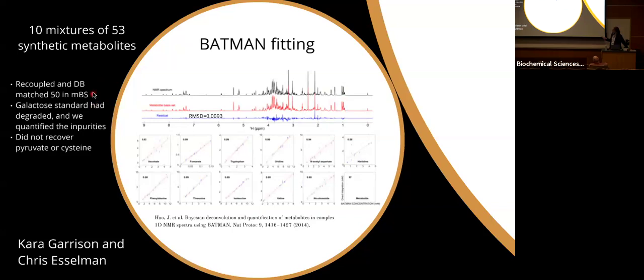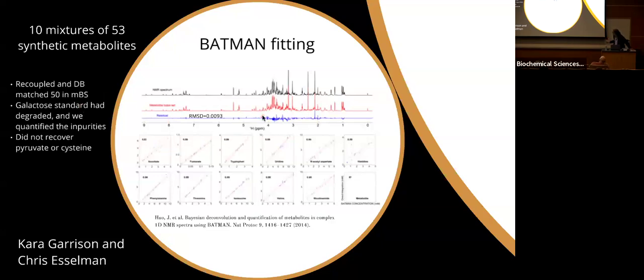So we only found 50 of the 53. That was a little bit of a disappointment, but for whatever reason, we did not find pyruvate or cysteine. I've got to dig into that just a little bit more. This is like a week or two old result. And then we also missed galactose. But we discovered after the fact that the galactose standard was degraded. She used a degraded sample in making these mixtures, and we characterized perfectly the degradation products or the contaminants in there. So I consider that a win. So we'll consider this 51 out of 53.